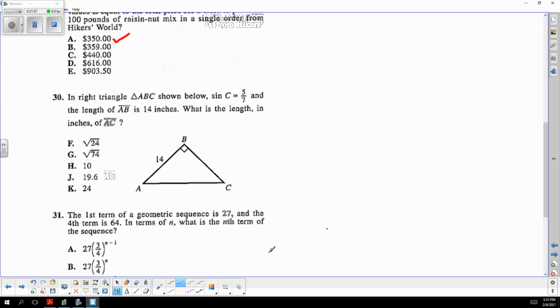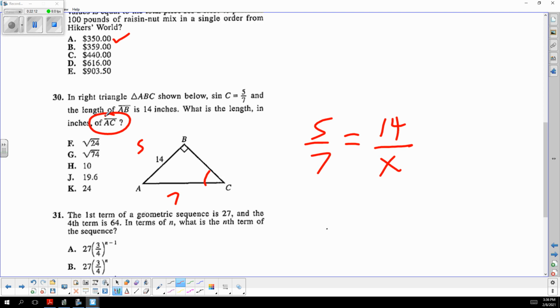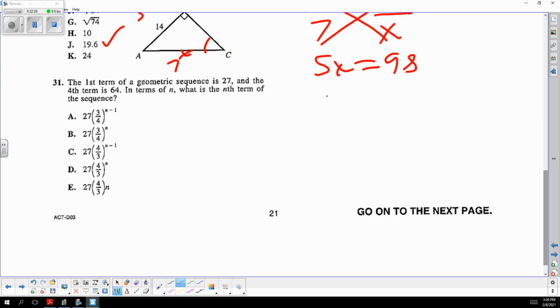Sine of C is 5/7. Seen this before. So the ratio of opposite to hypotenuse is 5:7. And what do we got? We got 14 for the opposite, and we have x for the hypotenuse because they're looking for AC. So 5x is 98. Cross multiply, divide. The answer is 19.6, J.